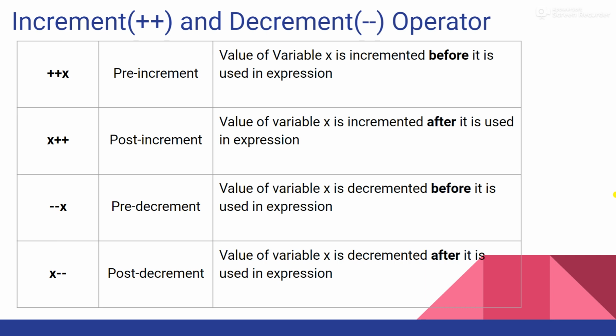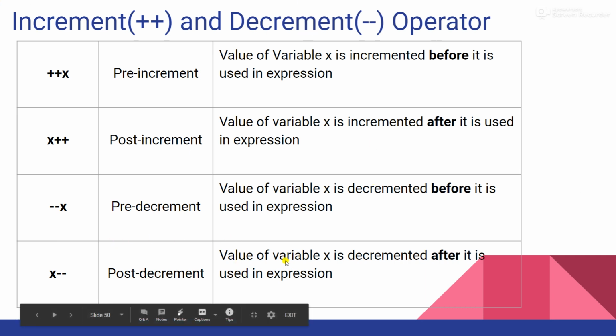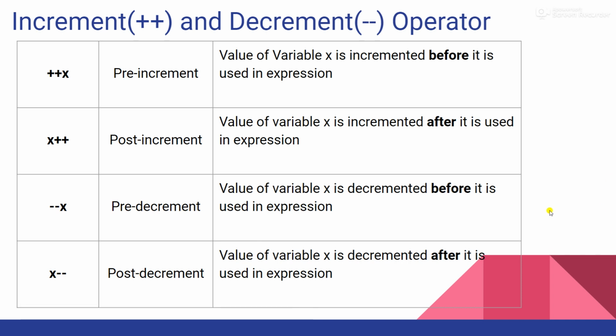And same, x minus minus means decrementing the value after it is used in the expression. What statement is given? Value of variable x is decremented after it is used in the expression. Means here old value of x is first used in the expression and then the value is decremented by 1. Right? So we will understand it better with the examples.